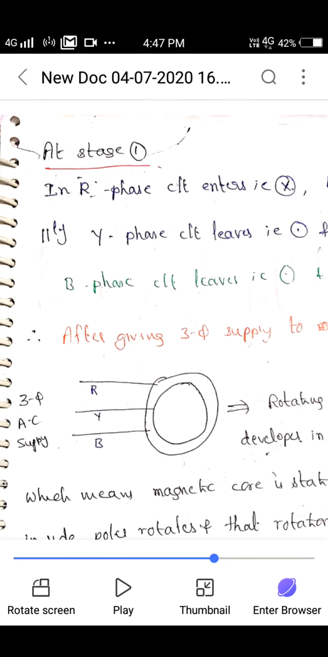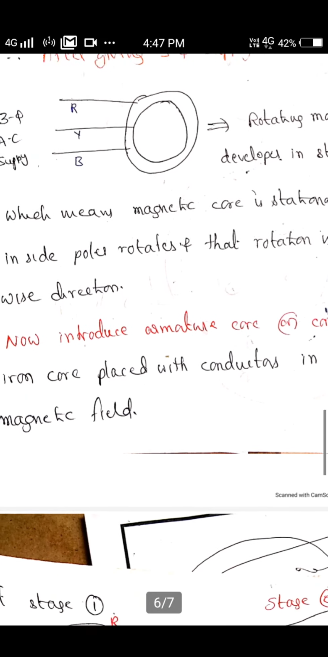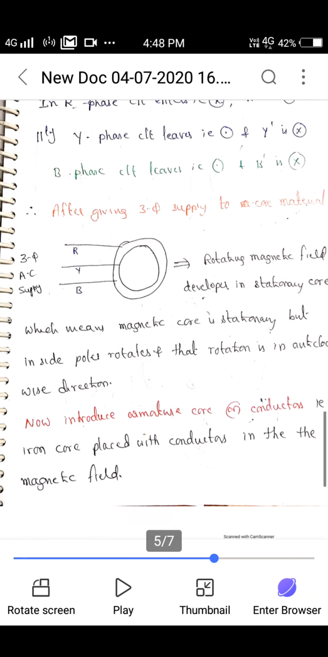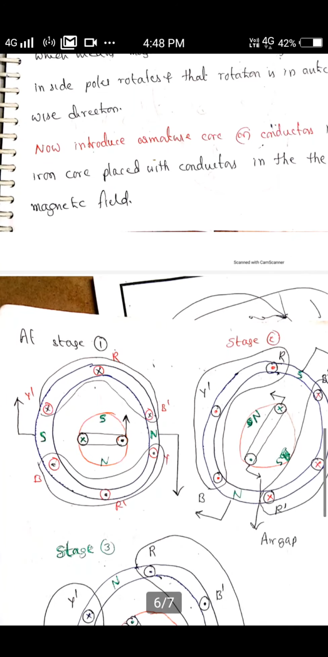See what I explained, each and every point I wrote here at stage 1. Similarly, reversed, similar to stage 2. Now this is called the rotating magnetic field. To develop a torque, I am going to introduce a conductor into that rotating magnetic field. Conductor means what? An iron piece wound with wires.